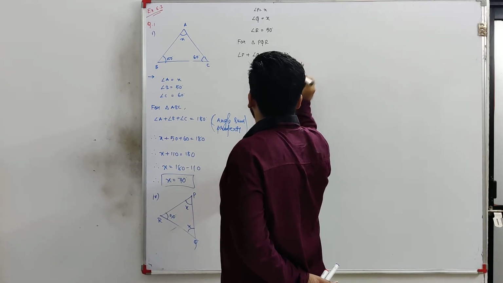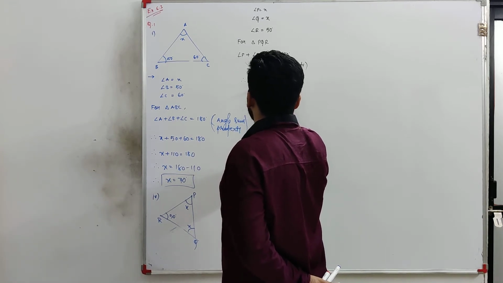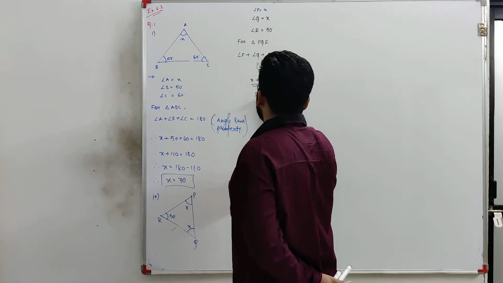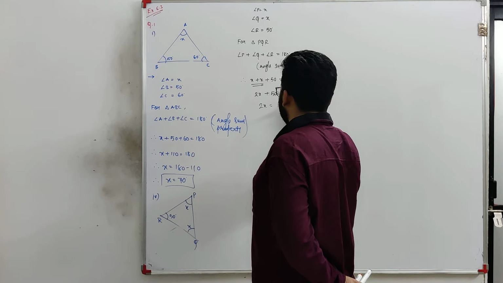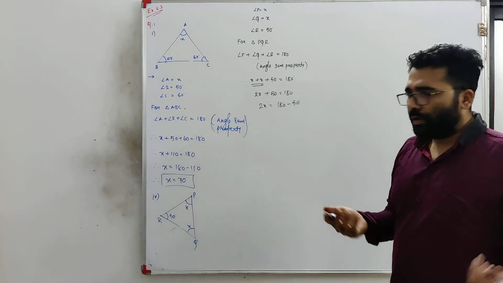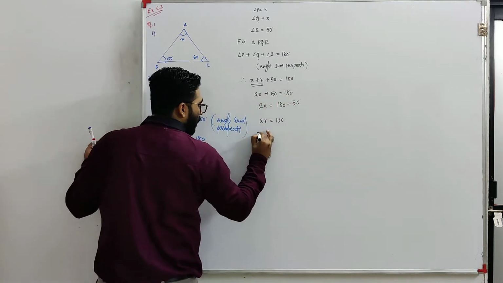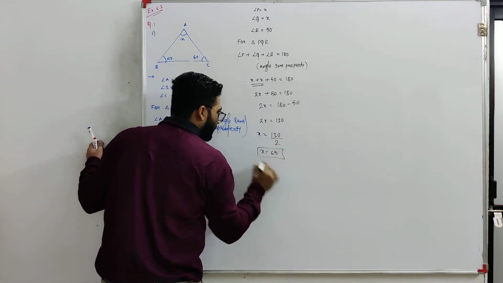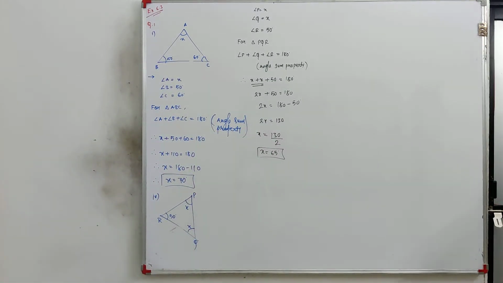Therefore, when I put the values, x plus x plus 50 is equal to 180. You know very well what x plus x is. 2x plus 50 is equal to 180. So 2x is equal to 180 minus 50. So 2x is equal to 130. So x is equal to 130 divided by 2. So x is equal to 65 degrees. So I am getting the x. Now the fifth and sixth questions you also need to solve in this way.